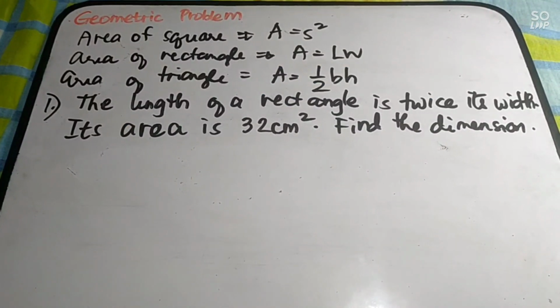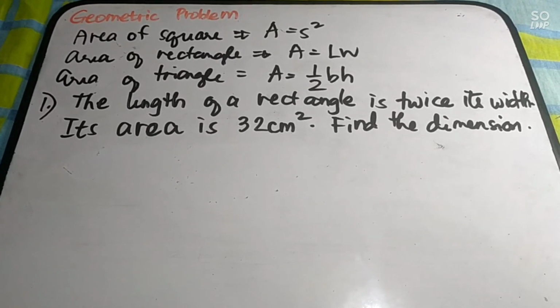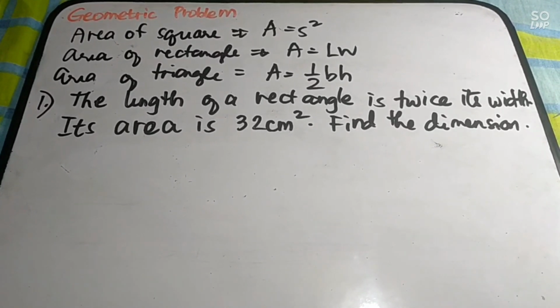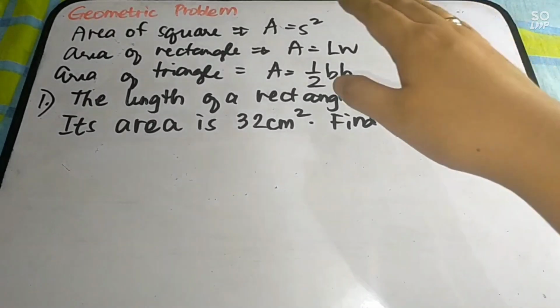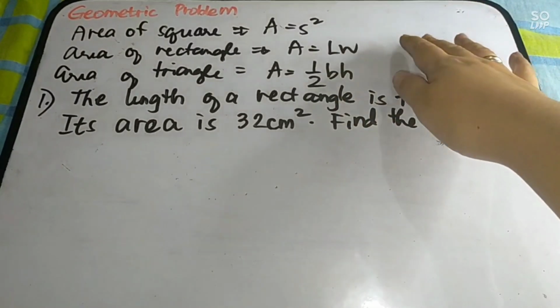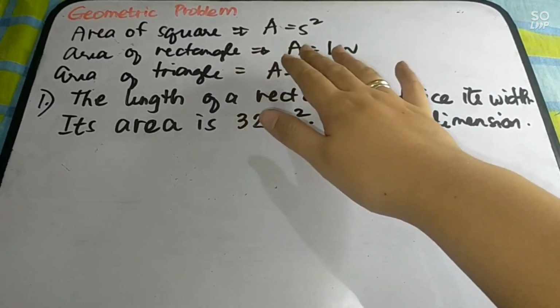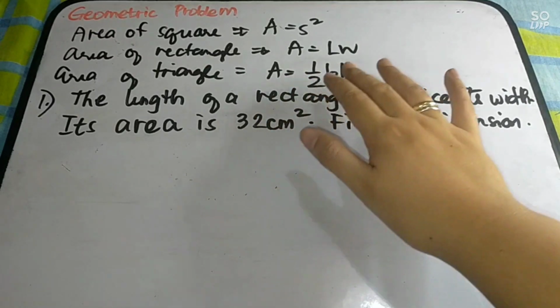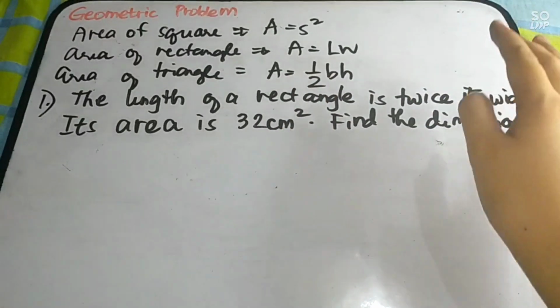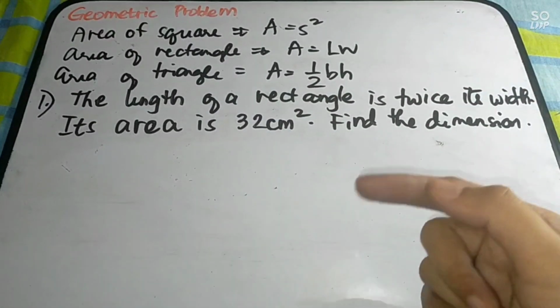Let us move with the geometric problems. In geometric problems, ito yung pangkaraniwan na ginagamit kapag ikaw ay nagsosolve ng quadratic equation. We have the area of the square, A equals to s squared. Area of a rectangle, A equals to length times the width. Area of a triangle, A equals to 1/2 base times the height. Let us have an example.